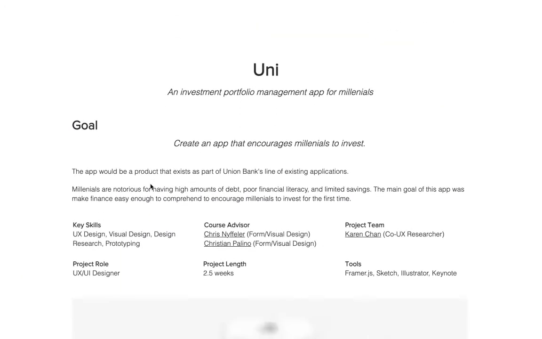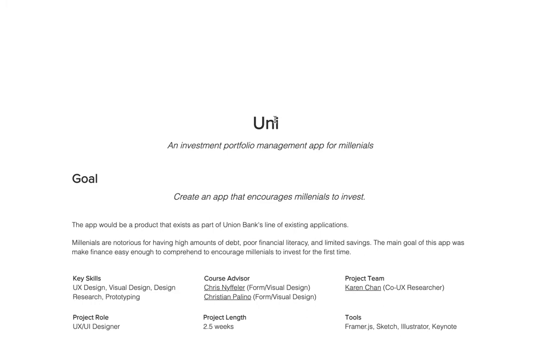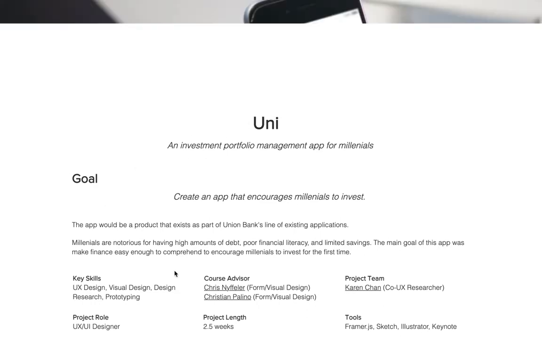So the goal, all right. So she had a summary, the goal, our role, the product length, the tools she used. Okay, so our research, all right, a wireframe. So this was the process she took for this project.